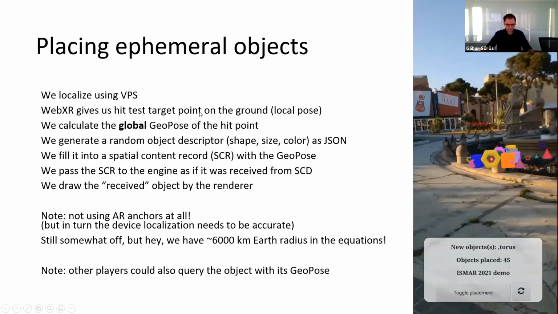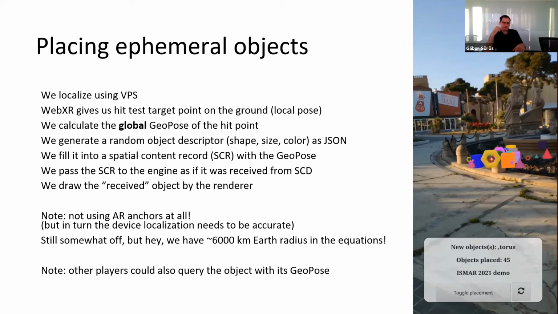What I did here is I created this experiment, which is already also part of the code, and this was specifically for ISMAR, is placing these ephemeral objects. So we localize with the visual positioning. Then the WebXR session can also give us a hit test, and the target point can be determined. So by WebXR or ARCore, the hit test target will be determined on the floor, and it returns us the local pose in the AR session. And the origin of the AR session is wherever you started the app.